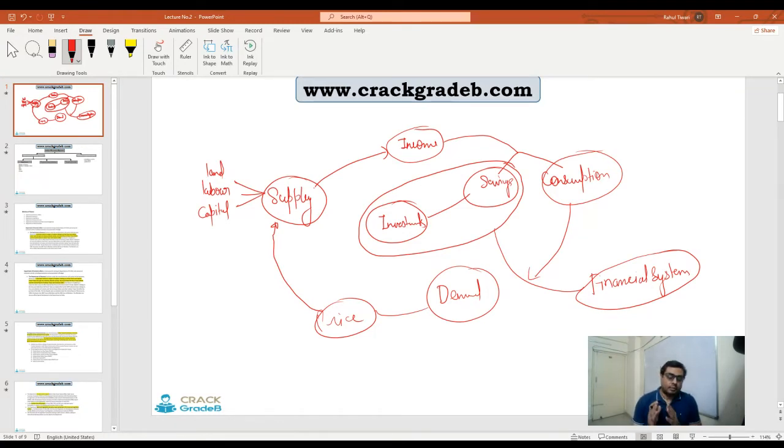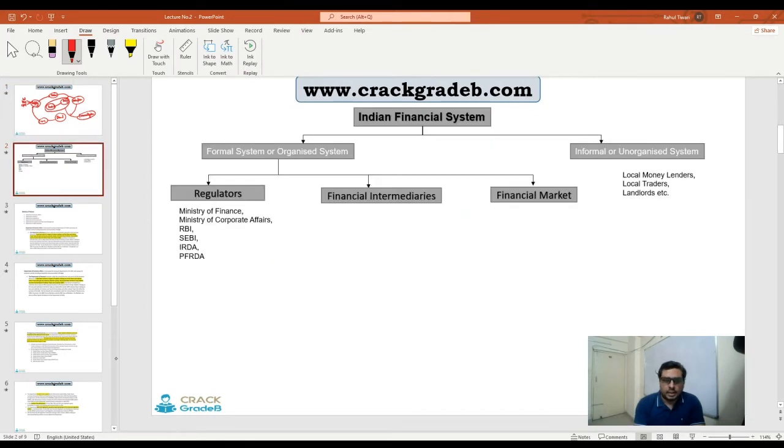But we first understand and learn how this regulator will work, and from the regulator we will go to the related part. For example, we will learn about RBI, then we will go to the banking system. We will understand the role, powers, and functions of SEBI, then we will understand the financial market of India. I also told you that for your better understanding, I'll create a diagram for you. So here it is, the Indian financial system.